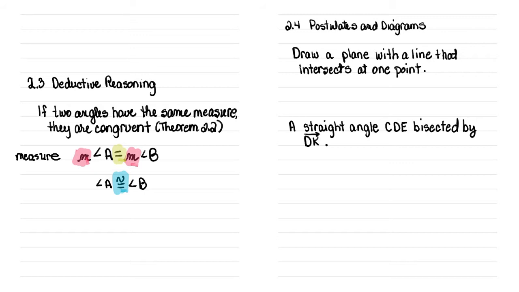Postulates and diagrams. Let's draw a plane with a line that intersects at one point. What's key here is to go through the problem slowly. You can do some little blockouts here to see exactly what's being asked of us. A plane, a line, intersects, one point.